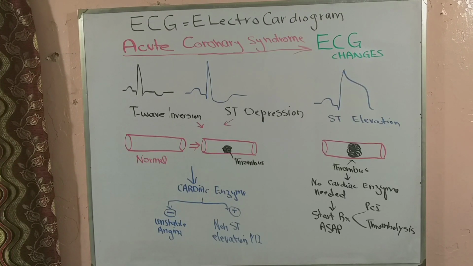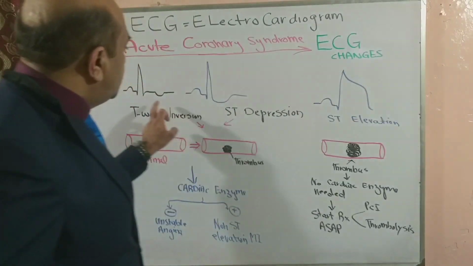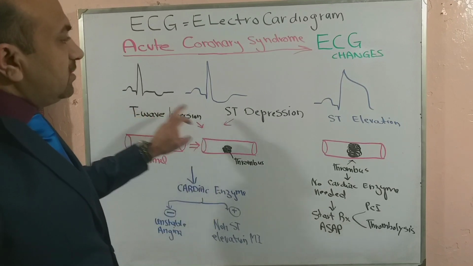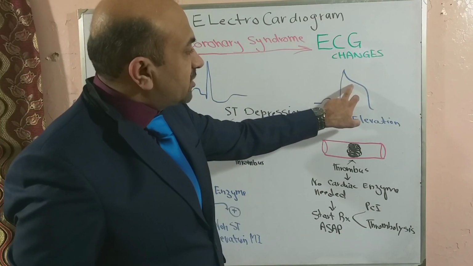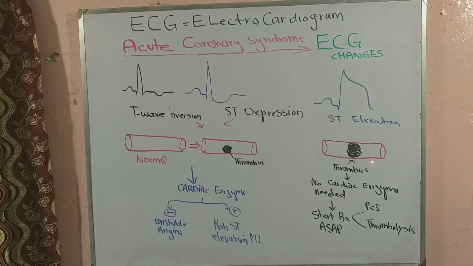But in case the patient has got ST elevation on the ECG, which you can see here that this J point has pulled the isoelectric line and the T wave upwards above the baseline, then in that case it simply means that the coronary artery is completely occluded by the presence of the thrombus. You do not need any cardiac enzyme, and once it is diagnosed that this is ST elevation MI, you are to start the treatment as soon as possible.